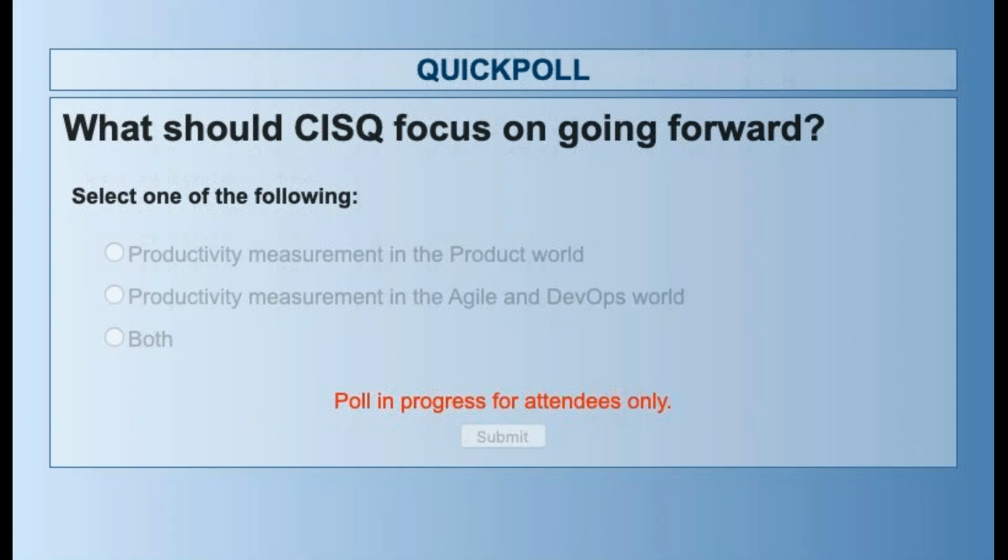Okay, the results are coming in. Okay, I think we'll stop there. Not surprising, both. Very interesting, zero around the product world.